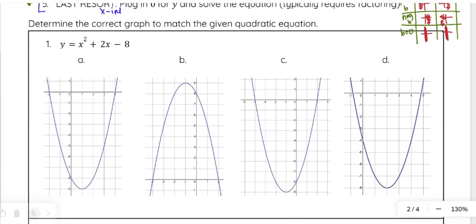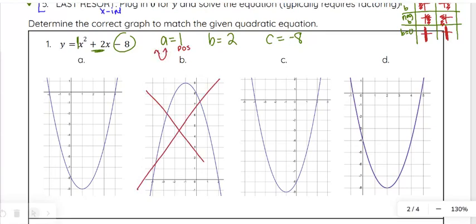So example 1, we first want to find our A, B, and C when it's a quadratic equation in standard form. So our A is going to be 1, the number in front of x squared, B is 2, the number in front of the x, and then our C is the constant, which is negative 8. So first things first, determine if it opens up or down. Because A is positive, this is going to open up, which means I can rule out option B. B is not going to be the answer because that opens down.